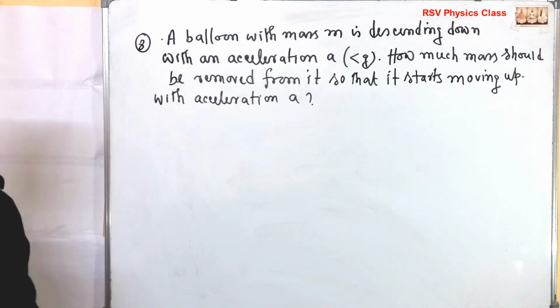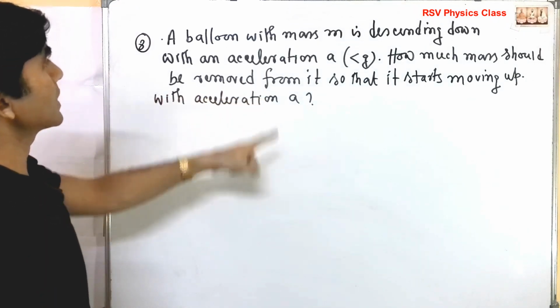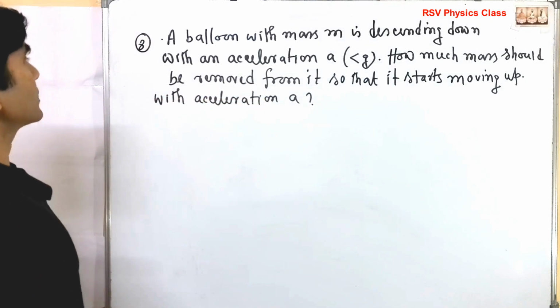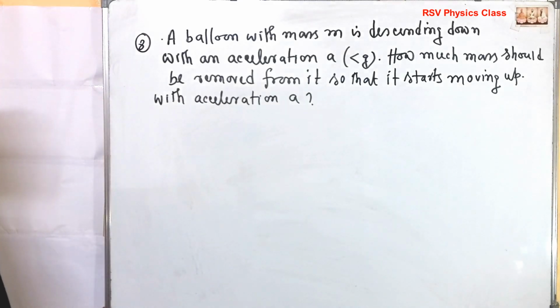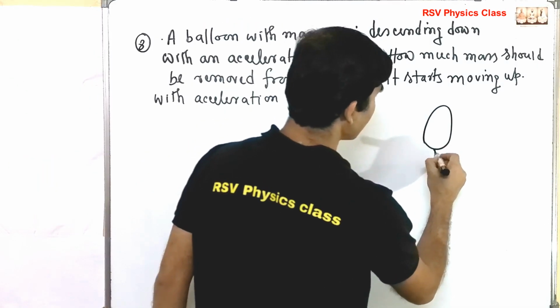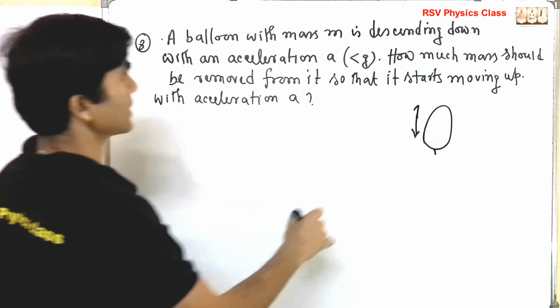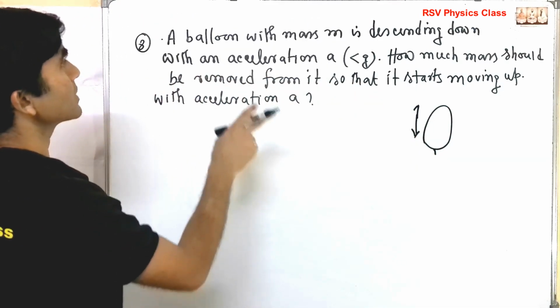Problem number 8. A balloon with mass m is descending down with an acceleration a. How much mass should be removed from it so that it starts moving up with acceleration a? So there is a balloon which is descending downward with acceleration a.